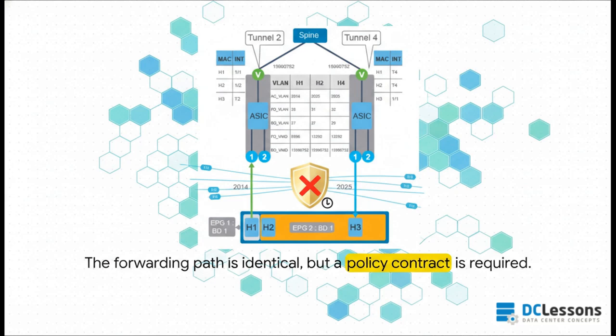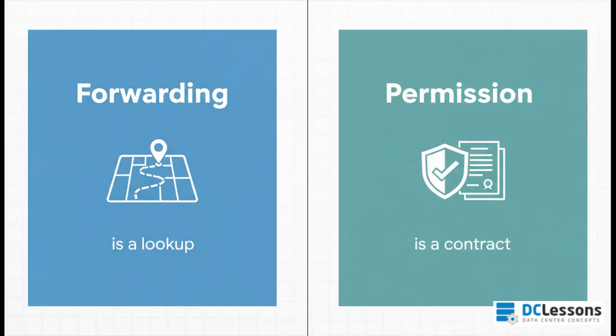If you don't have a contract defined that says EPG 1 is allowed to talk to EPG 2, that leaf switch is going to see the packet and just drop it. End of story. This really gets to the heart of ACI's philosophy.